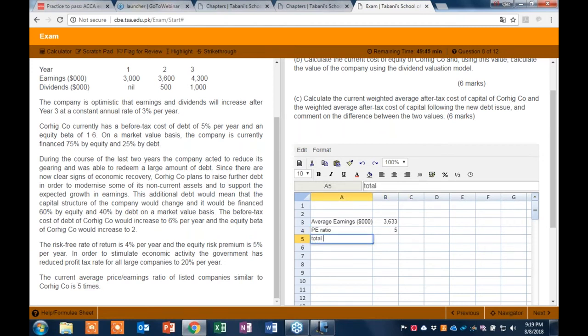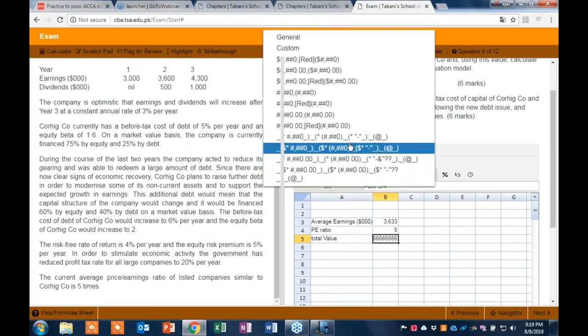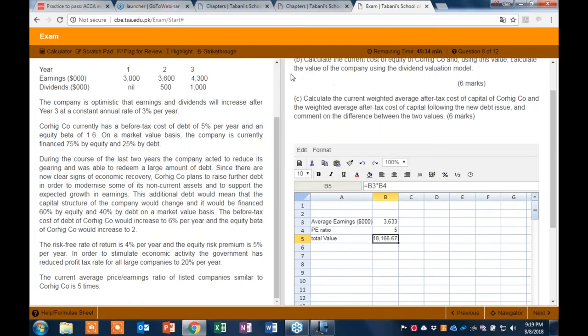So the total value of the company will be 5 times the earnings. That is 3,633 into 5. And here we go. This is the total value, and it will be 181,667. And again, it will be in thousands. So this will be the total value of the company. So it's a very simple model to use.